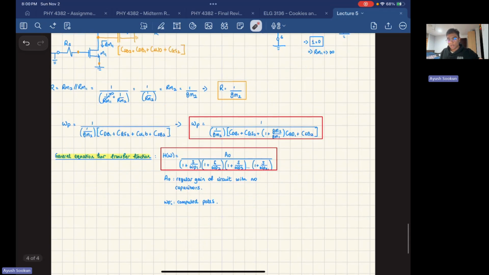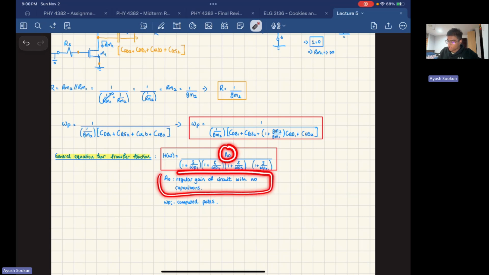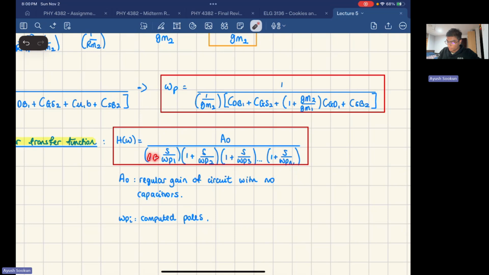Now, I want to introduce something called the transfer function. It's an equation that gives you information about the input and about the output of your system. And what I want you to understand, A0 is your regular circuit gain with no capacitors. Depending on the number of poles on your circuit, though, you're going to have this equation: 1 plus S over omega P1, omega P2, omega P3, until omega Pn. N is the number of computed poles. It's how many poles you have in your circuit. In our case, we have 3 poles, so we're going to stop at 3.